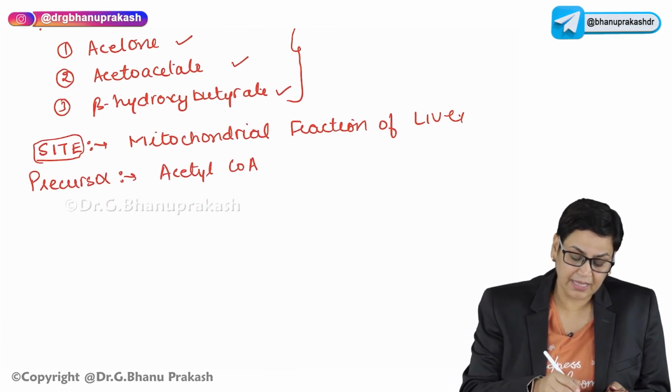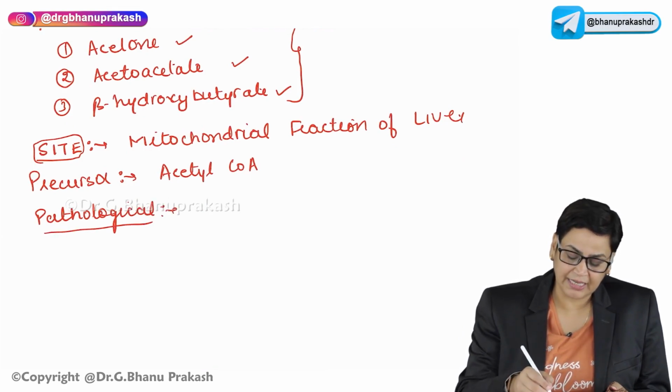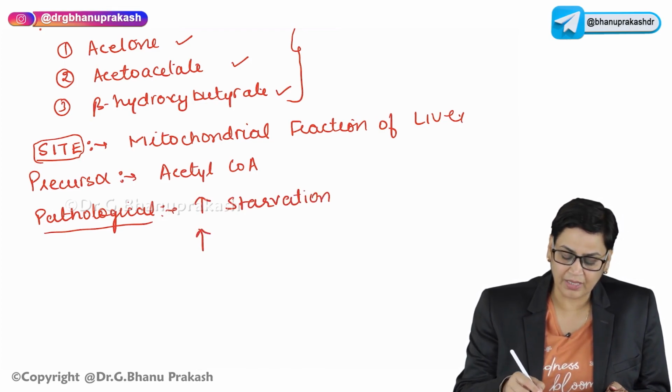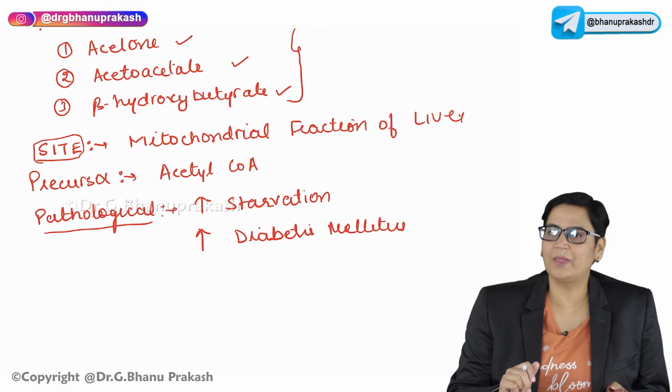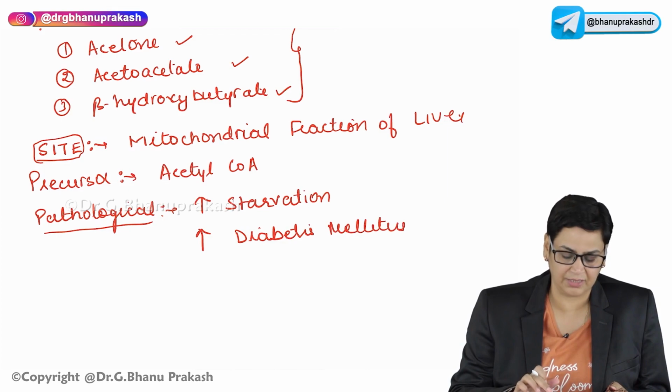And in what pathological conditions does it increase? Mainly the production increases during starvation, and that is what we are going to discuss, how they increase during starvation, and during diabetes mellitus. So these are the two pathological conditions in which there is increased production of ketone bodies.